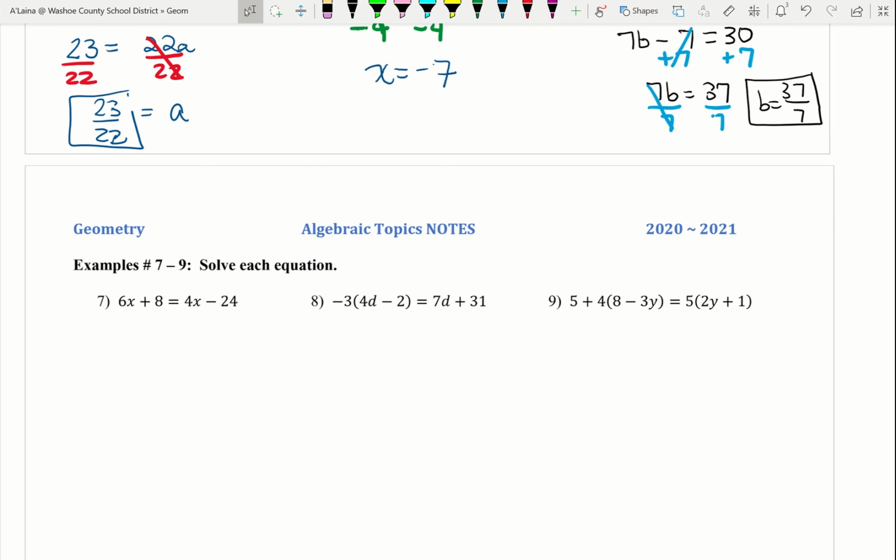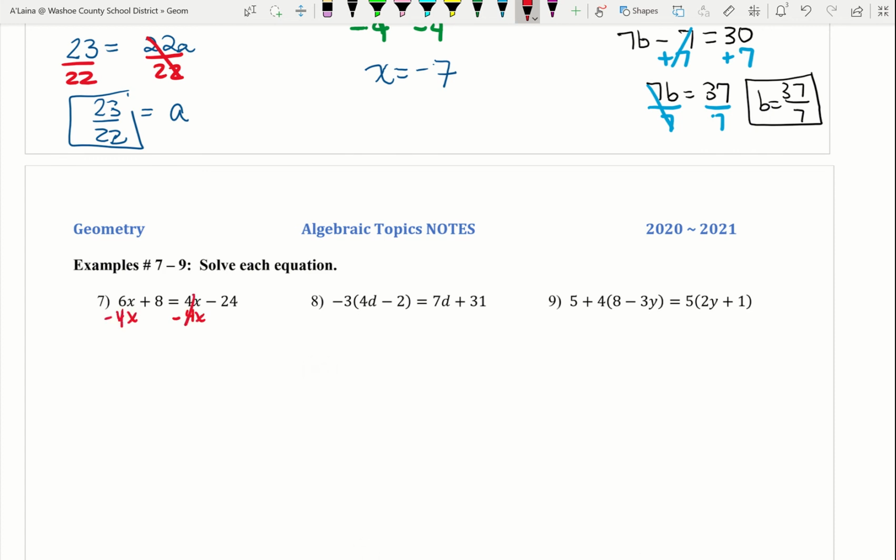There is no distributive property. The only like terms we have are on different sides of the equation, so I cannot combine them. Instead, I'm going to eliminate one of these variable terms. I'm going to eliminate the smaller one. 4 is smaller than 6. So I'm going to take it away.